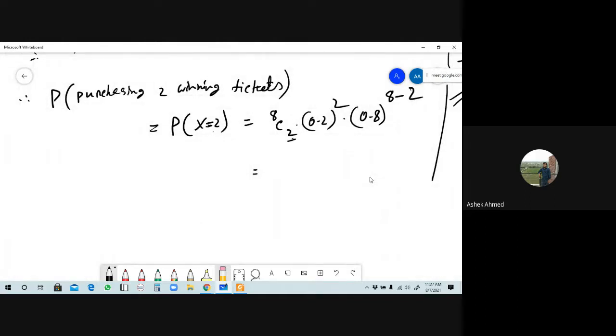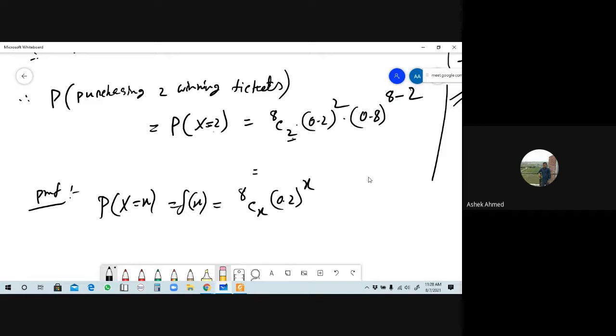Now tell me the PMF of this distribution. If we want to find the PMF, the probability mass will be: probability of capital X equals small x. This is small f of x. So what will this be? 8 C x and p to the power x, but the value of p is here 0.2 whole to the power x, and then 1 minus p is here 0.8 whole to the power n minus x, where the value of n is 8, so 8 minus x.